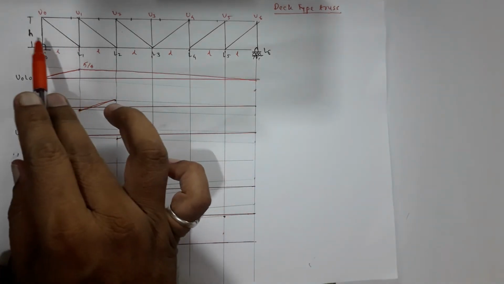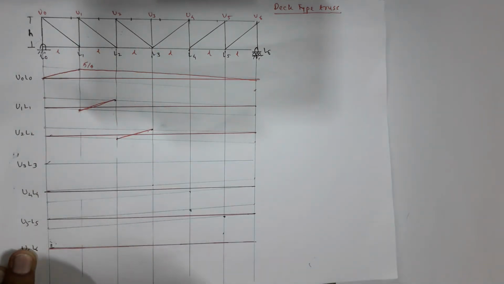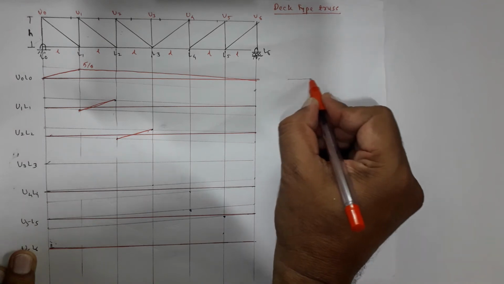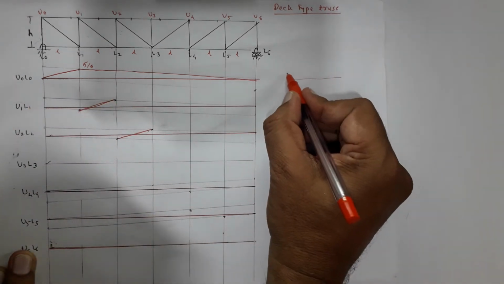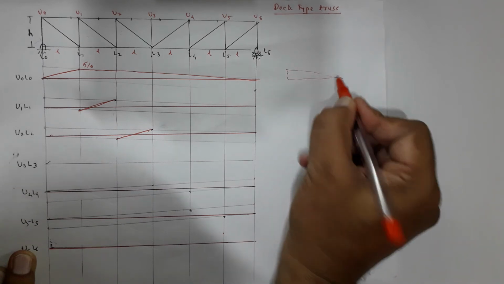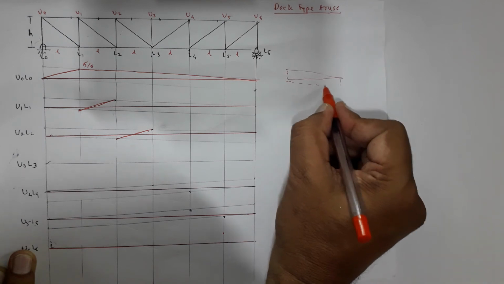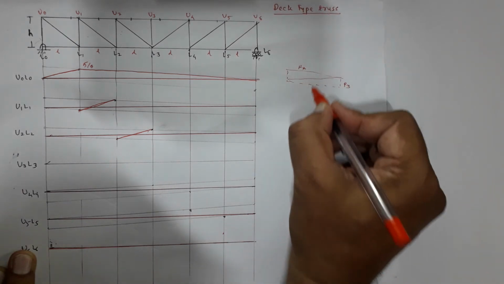Now for all the vertical members in the left part, you will have to draw the diagram like this. If it is the baseline, mark ILD for RA like this. Mark ILD for RB like this. So this is ILD for RB, this is ILD for RA.